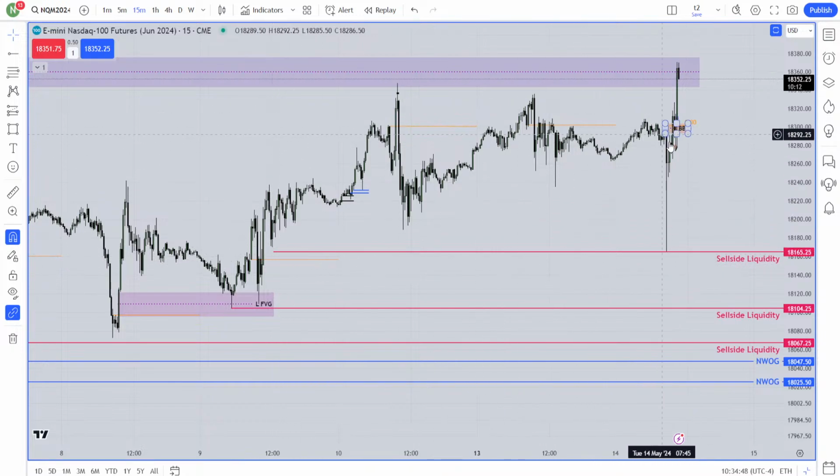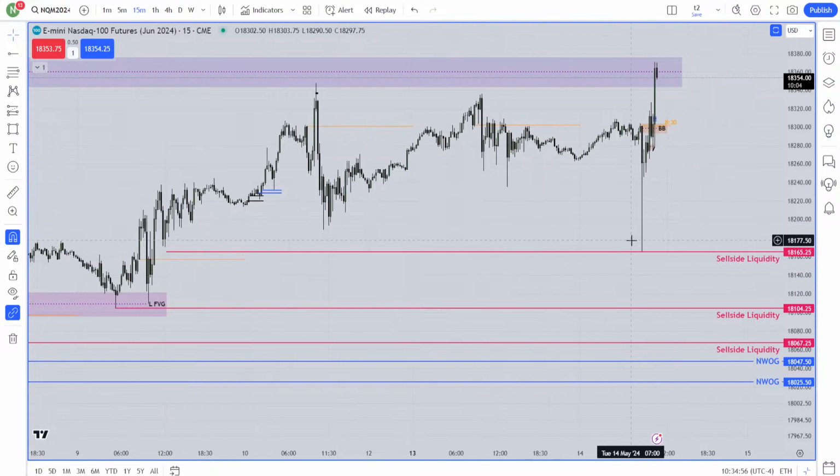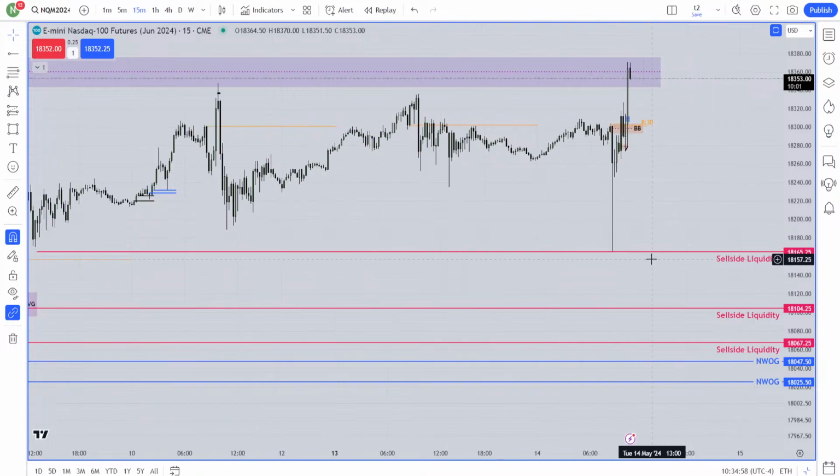Now, I have this obvious liquidity. So market has taken the buy side liquidity. Now market should go for the obvious liquidity. Is it going today? It can do that. I'm not interested to see that. The reason is tomorrow is CPI.